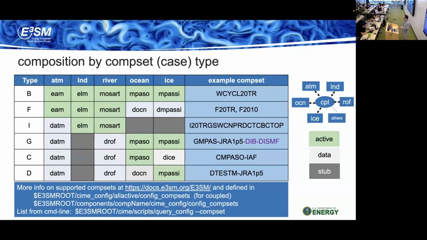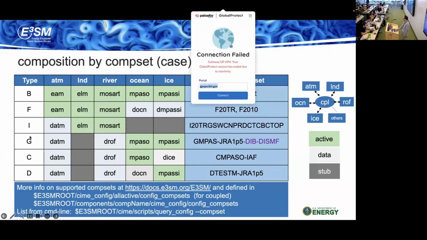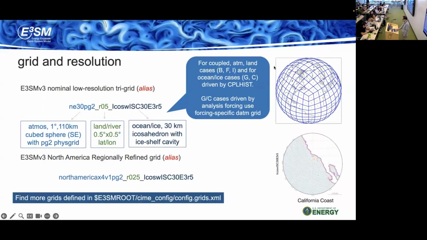Now we get to the configured case, and we start with the concept. A concept is a predefined mix of components in the model. So I show some examples. So basic type list here. That's what we call BF. This is mostly for the production, not for some testing case or some specific coupled case.